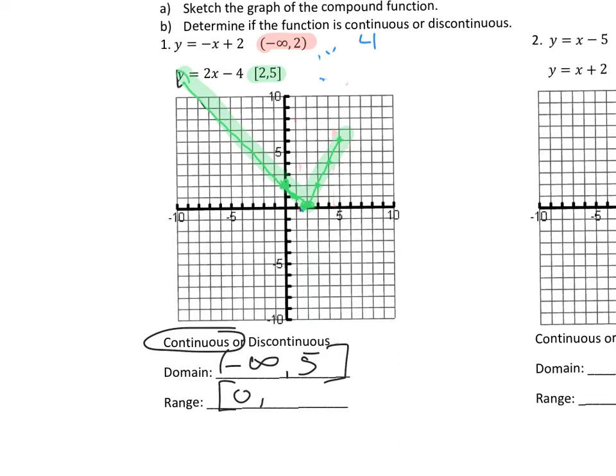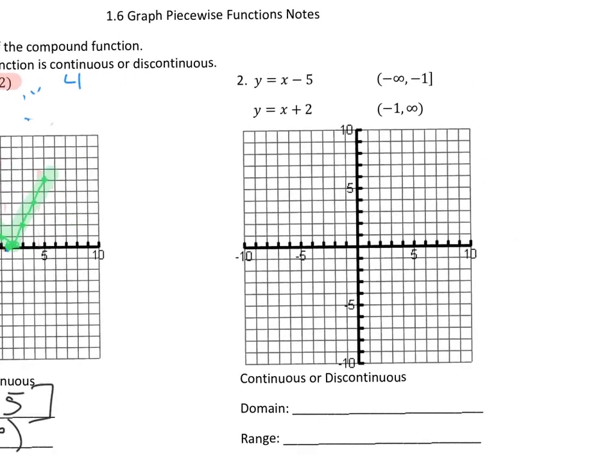We can include that. And then how high does it go? Well, the graph looks like it's going to positive infinity. And that right there is going to be the range for this piecewise function. Let's go ahead and take a look at another example.